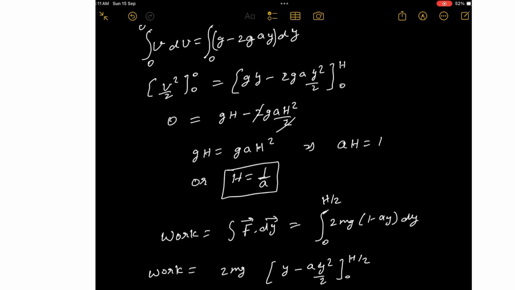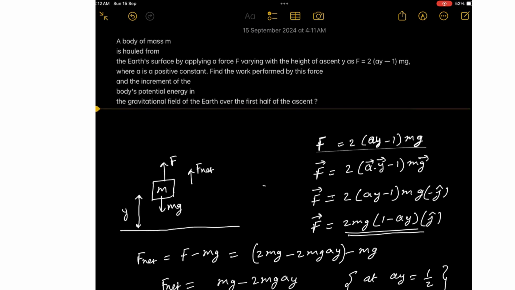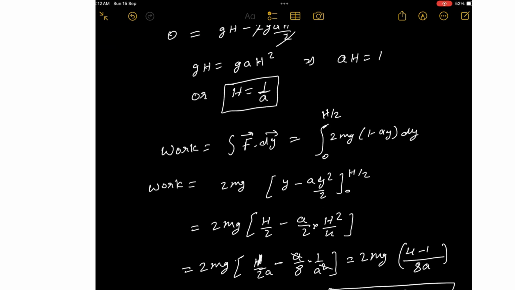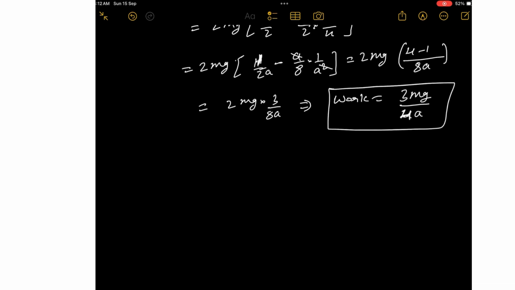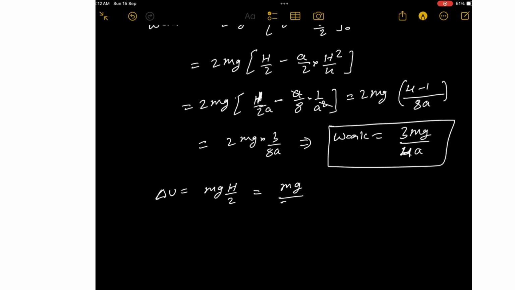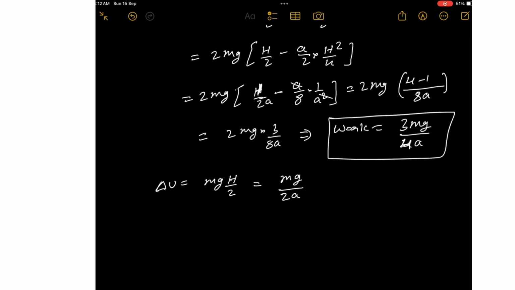And there was one more question, that you have to find the increment in the gravitational potential energy over the first half of the ascent. So we know that the increment in the gravitational potential energy is the negative of the work done by the gravitational force. Basically its value is mg, and half of the ascent is h by 2. So you can write directly its value, that is mg, h is 1 by a, so that is mg by 2a. So this is our second answer.